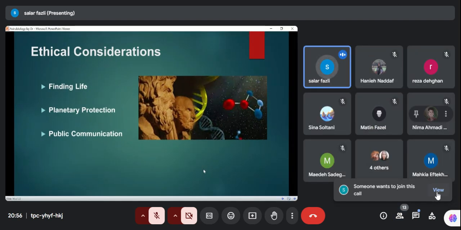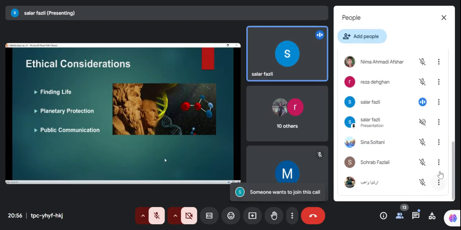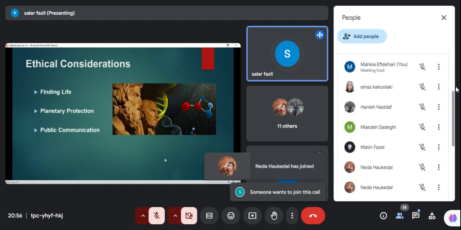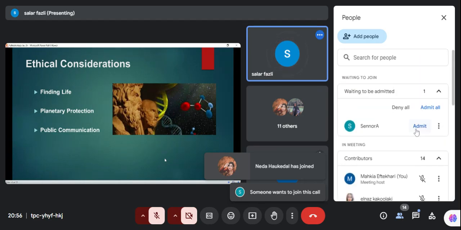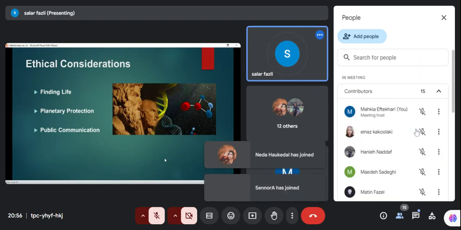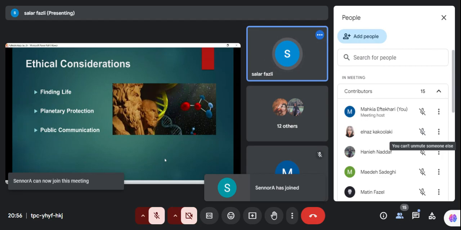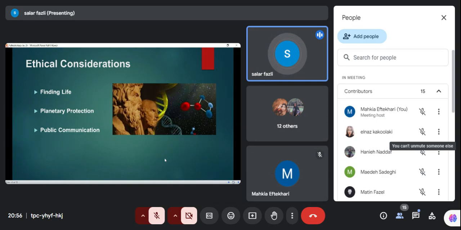And I'm going to just point out some other aspects and then discuss the Kardashev scale, which is one of the most interesting topics in astrobiology for you. And then we're going to end our webinar. So we are going to continue with ethical considerations.